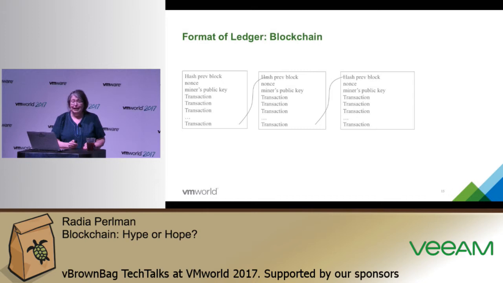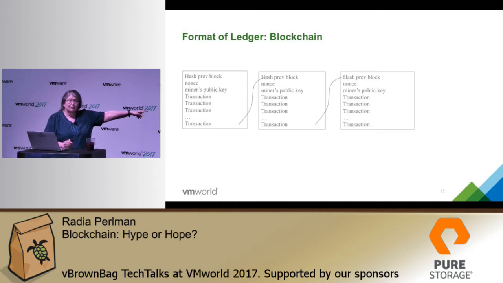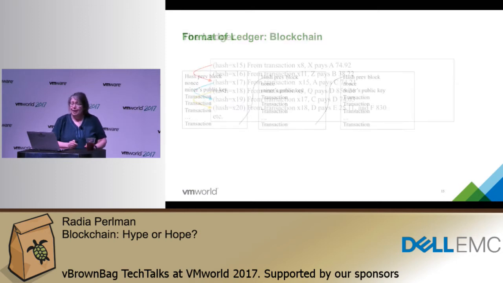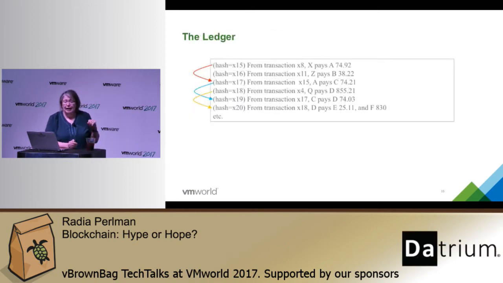The format of a ledger is a chain of blocks, which is where they got the term blockchain. Each block has a hash of the previous block and a bunch of transactions and a random number known as the nonce. I'll explain why you need that. It also has the public key of the lucky miner that was able to create this block.